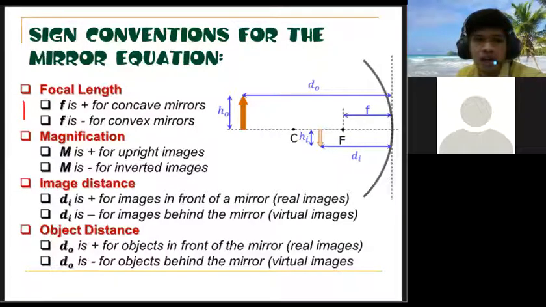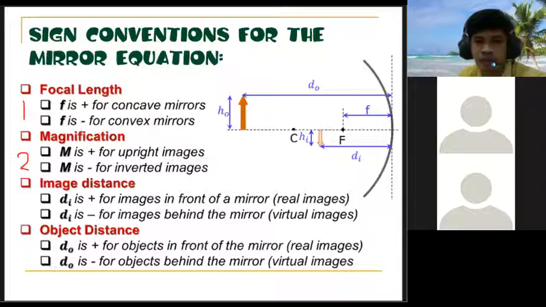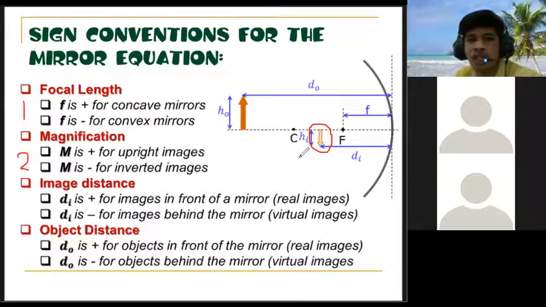How about magnification? Fluke, can you read the rule for magnification of the mirror? M is plus for upright images. M is negative for inverted images. All right, that is correct. M is positive if you see an upright image, and M is negative for inverted. Let's say if this is an inverted image, this value of M should be negative.